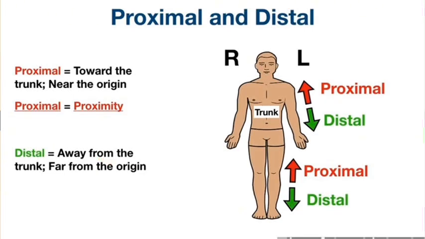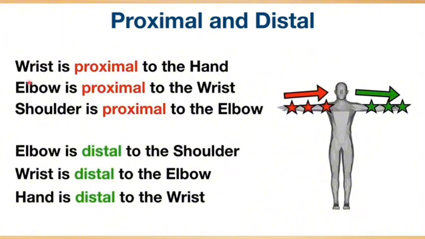So some few examples. We'll look at the wrist. We'll compare the wrist and the hand. In comparing the wrist and the hand, we notice that the one that is farthest away is the hand. So we say that the wrist is proximal to the hand, because the hand is farthest away and the wrist is relatively closer. The hand is distal to the wrist, but the wrist is proximal to the hand.